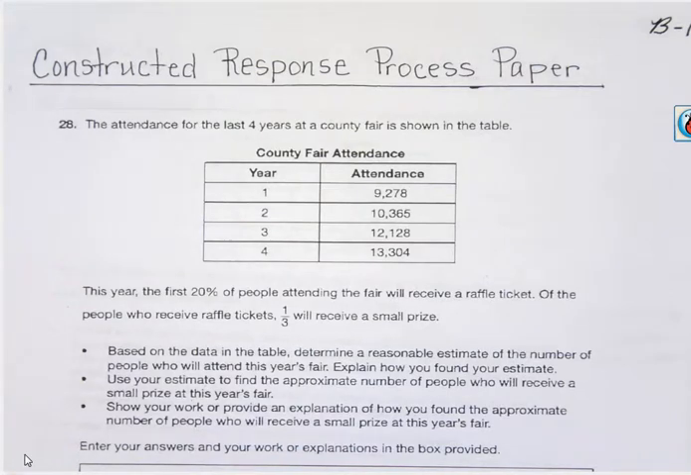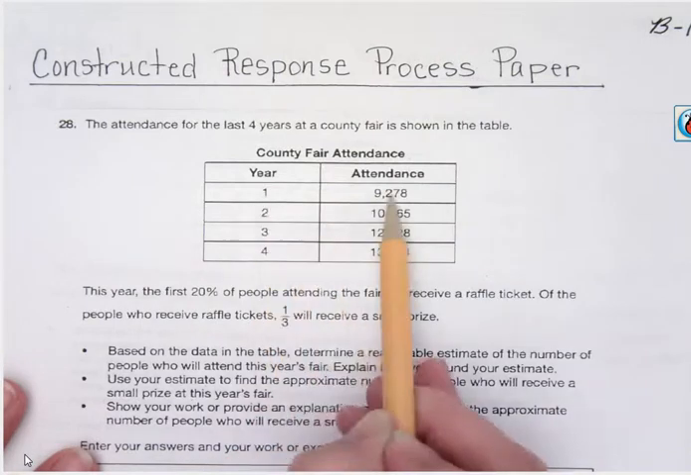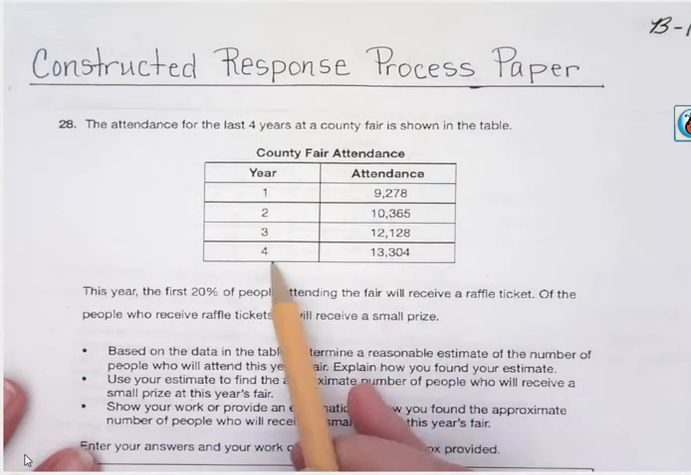Today we are going to work the constructed response, problem number 28. The attendance for the last 4 years at a county fair is shown in the table. County fair attendance, 4 years, attendance for each year.